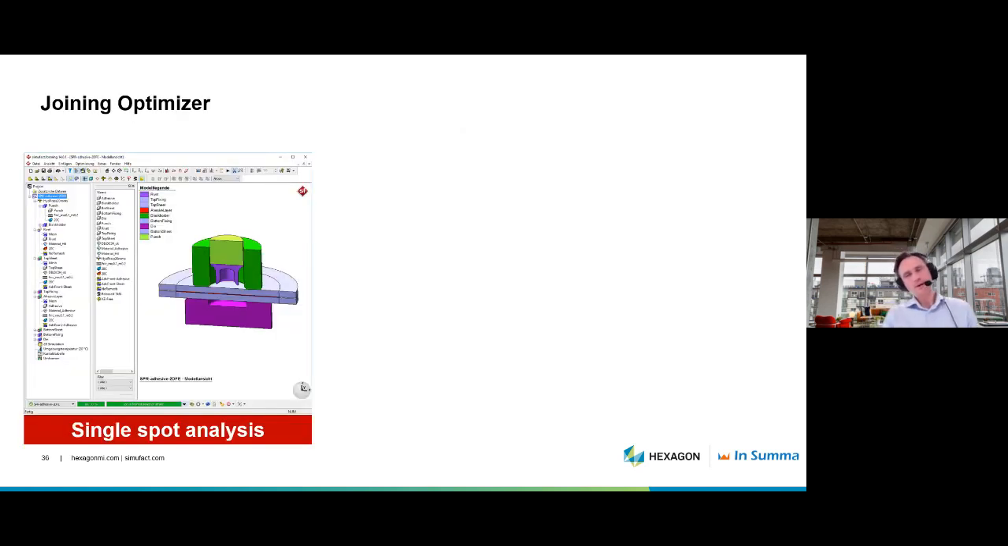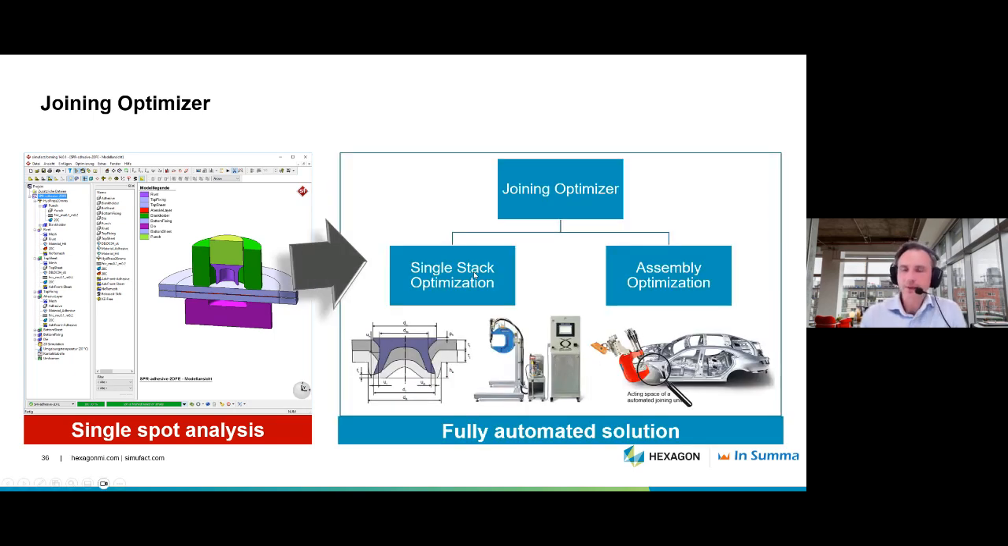And then what you also need to think about is that it's not only about a single geometry of the joint, a single spot-like analysis. In Simufact, you can also find a tool called the joining optimizer, which is used to help you decide what kind of joining technology and what kind of parameters you need to use at different areas of your assembly. That could be interesting if you have relatively complex assemblies. Maybe this is an exaggerated example of the body in white, where you have all sorts of materials which should be joined together using mechanical joining techniques.